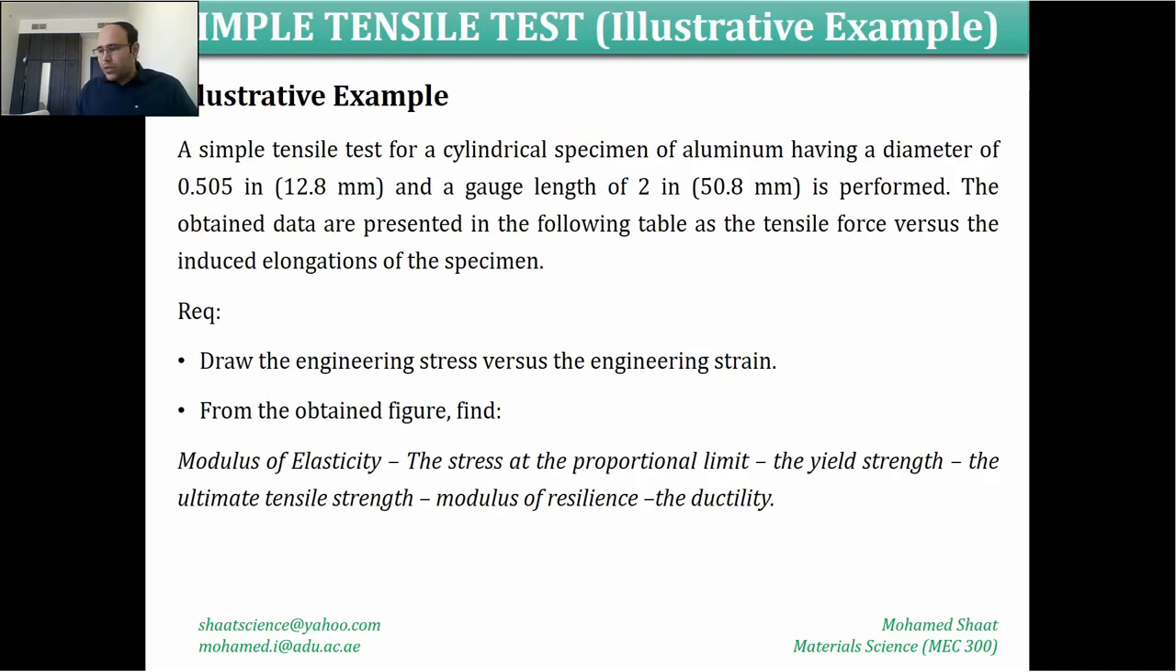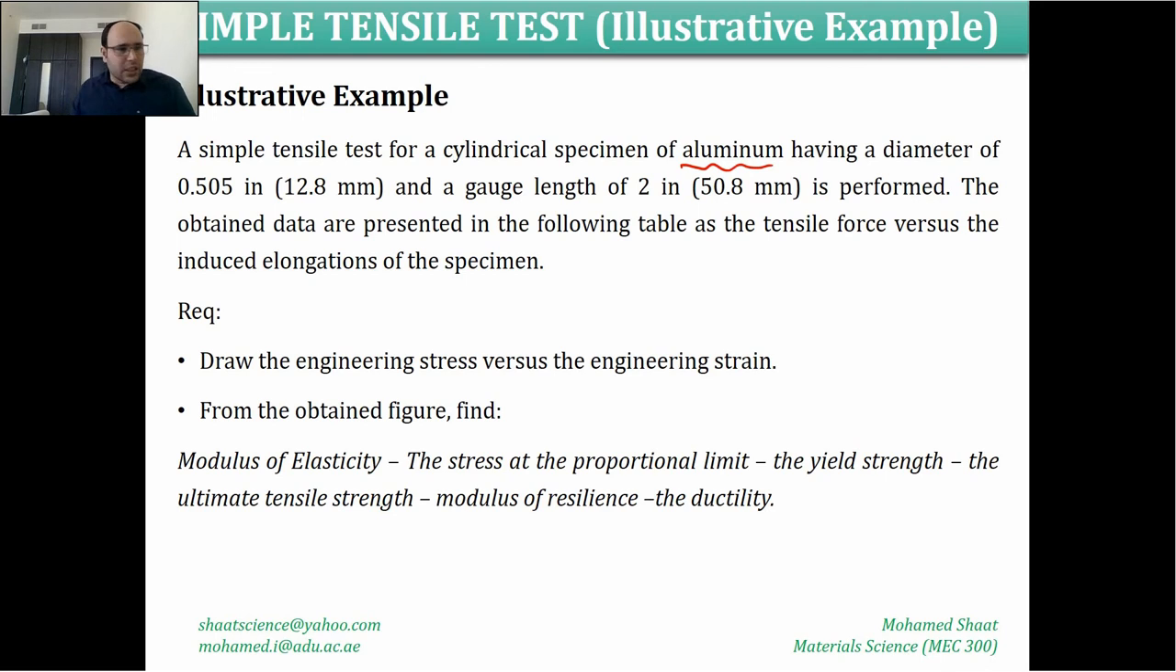To explain some of these mechanical properties and how we can derive them from the stress strain curve, let us consider this illustrative example of a simple tensile test for a cylindrical material specimen that is made of aluminum. As we say, aluminum and its alloys, we are expecting that this is a material without yield point phenomena. It means that we are expecting to have a smooth transition from the elastic to the plastic region.